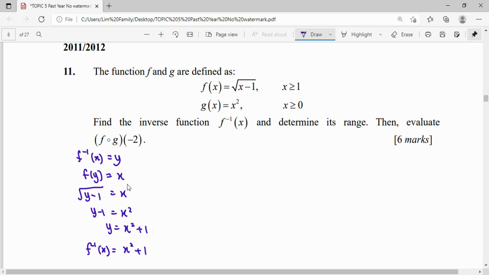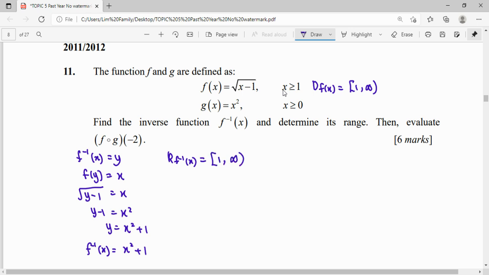Then they ask us to find its range. So the range of f inverse, we are going to refer to as the domain of the function f. So for the domain of this function, you can see the value of x here. They say x is more than or equal to 1, meaning 1 to infinity. So that will be the range of our inverse function.